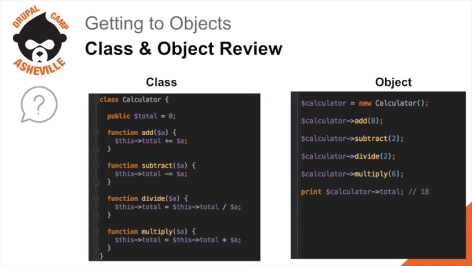So here's a little bit of a review. Here's the class. It's a template. And then when we instantiate it, we have an object. I guess this is the slide where I was supposed to ask if you have any questions. I did it one early.